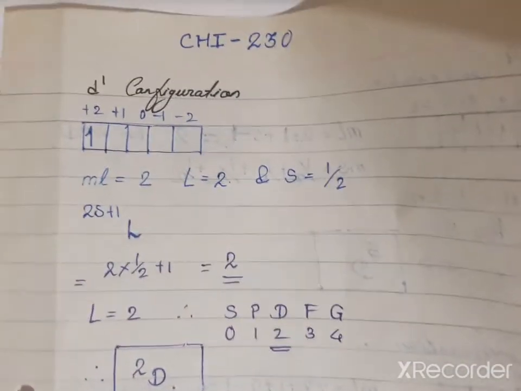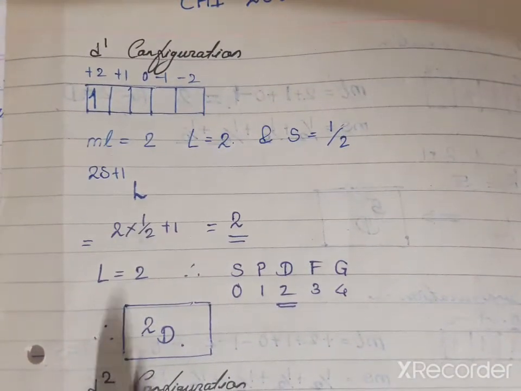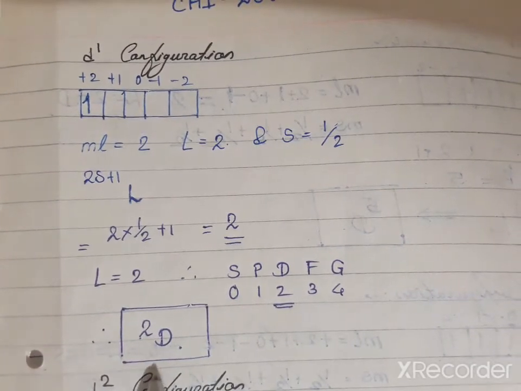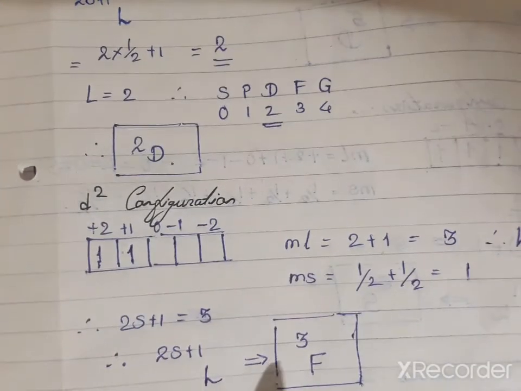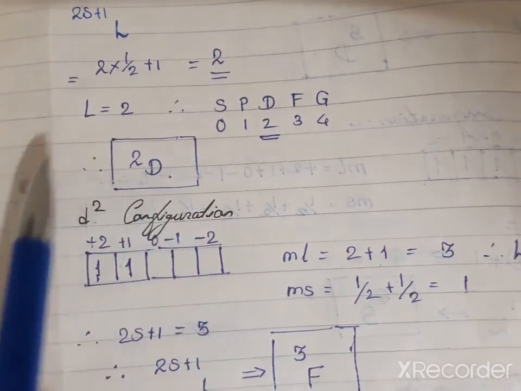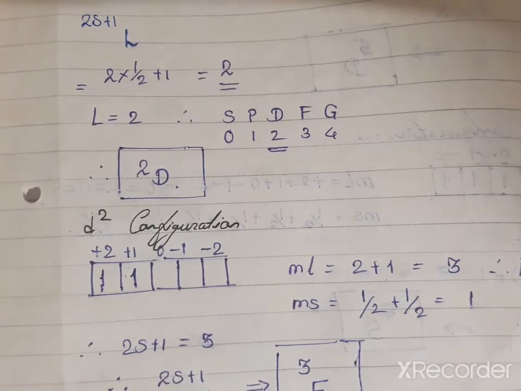Now just look at this. In case of d1 configuration, our term is doublet D. So D term is there. For d2 it is triplet F. So for d1 configuration the term is D.